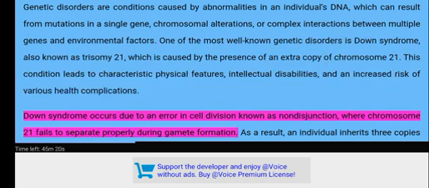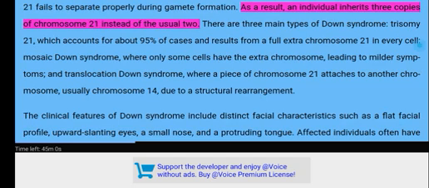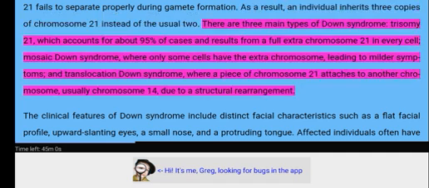Down syndrome occurs due to an error in cell division known as non-disjunction, where chromosome 21 fails to separate properly during gamete formation. As a result, an individual inherits 3 copies of chromosome 21 instead of the usual 2. There are 3 main types of Down syndrome: trisomy 21, which accounts for about 95% of cases and results from a full extra chromosome 21 in every cell; mosaic Down syndrome, where only some cells have the extra chromosome, leading to milder symptoms; and translocation Down syndrome, where a piece of chromosome 21 attaches to another chromosome, usually chromosome 14, due to a structural rearrangement.